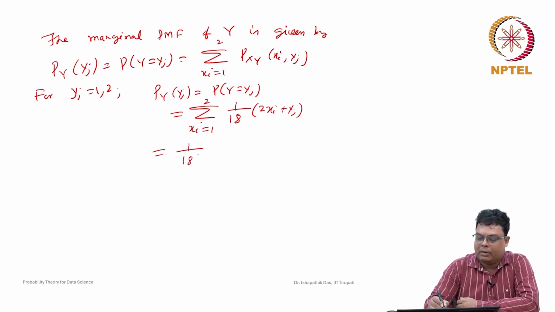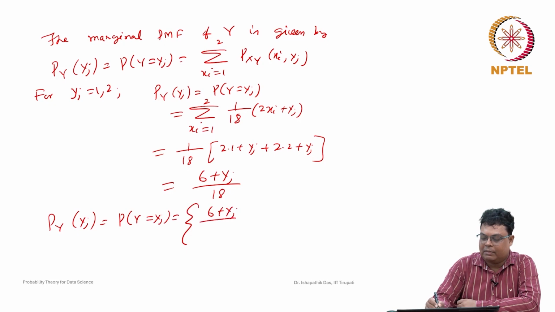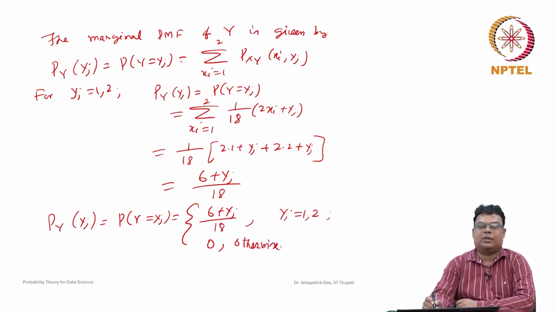So we'll evaluate now 1 by 18: xi is 1, then 2 into 1 plus yj, and then next xi is 2, then 2 into 2 plus yj. Sorry, yj is fixed at some value. So then this is 2 into 2, 4, plus 2, 6, so this is 6 plus yj by 18. So finally what do we get? The marginal probability mass function p of yj is defined by probability of y equal to yj. This is nothing but 6 plus yj by 18, whenever yj can take the value 1 or 2, and this will be 0 otherwise.